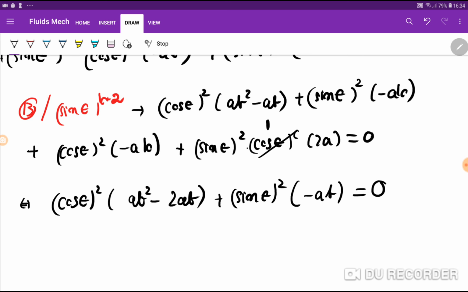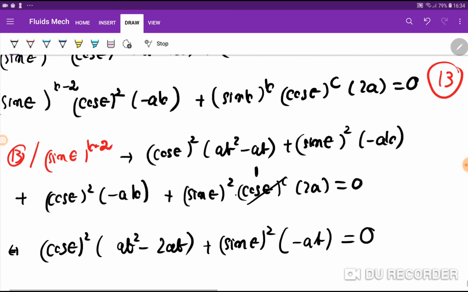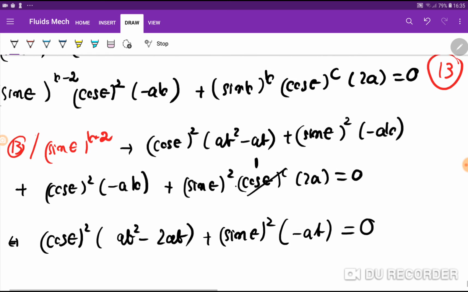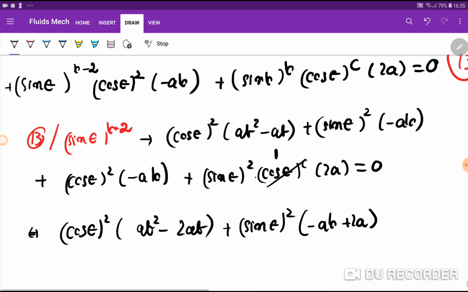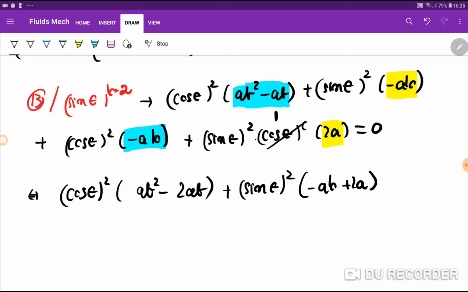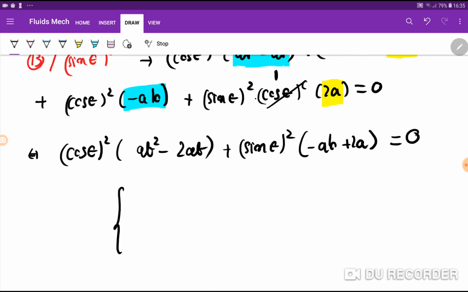wait, let me see. I think I did something wrong. Oh, I forgot to add. Okay, I'm sorry. It should be negative ab plus 2a. Okay, so add the term. This term here, this term here, this term here, and this term here. Okay, add them. So, okay, the only way for this to equal 0 is the coefficient of each have to be equal 0.